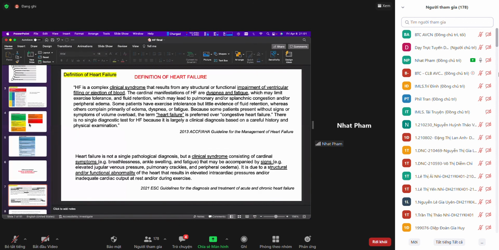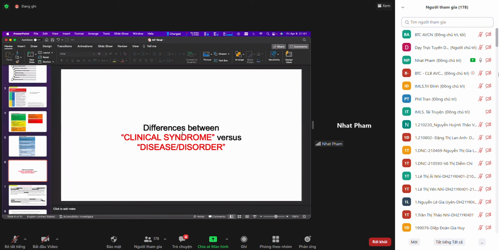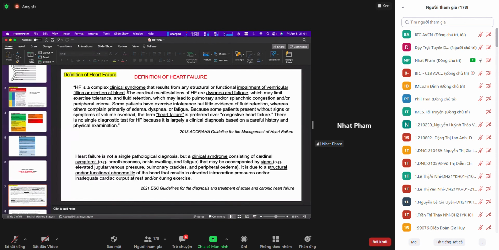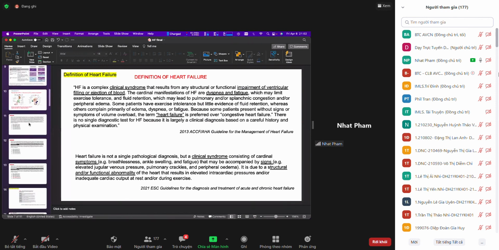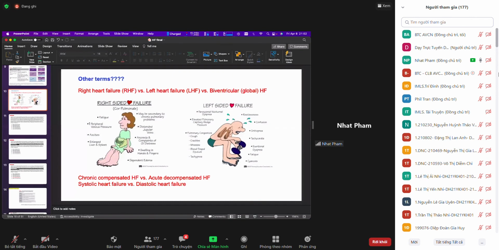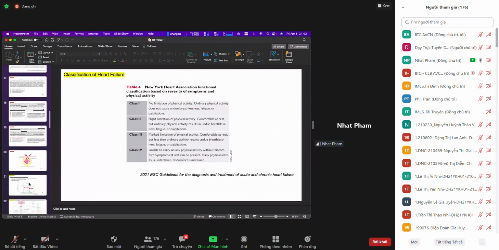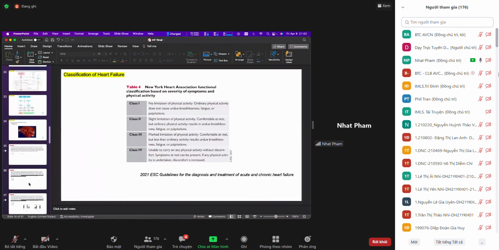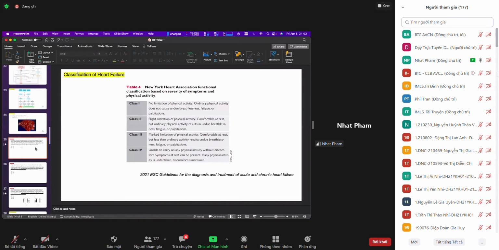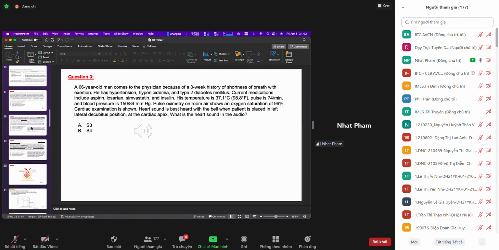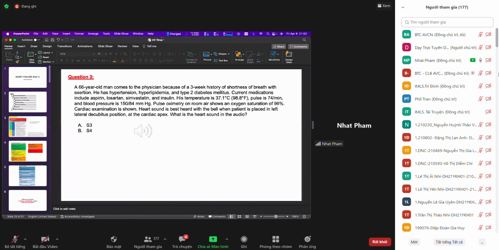And second, you know the difference between a clinical syndrome and a disease. Heart failure is a clinical syndrome, and you know its definition. After that, you know the differences between right heart failure, left heart failure, chronic compensated heart failure, and acute decompensated heart failure. You also know the classification of heart failure and some basic physical examination of heart failure, especially the heart murmur. Okay, that's all today. Thank you for your attention.